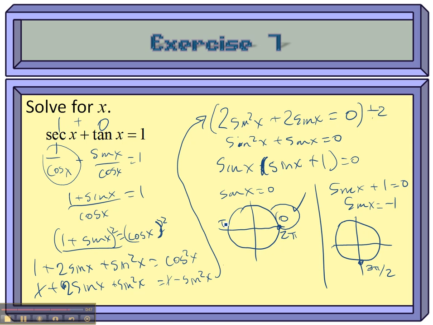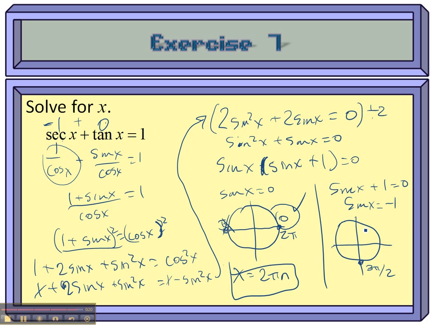If we try pi, 1 over cosine of pi is actually -1, because over here x-coordinate is -1. But the tangent is still 0. -1 plus 0 is not 1. So this one does not work. So here we just have the solution, all the multiples of 2 pi. So 2 pi n or 2 n pi, however you want to state that.